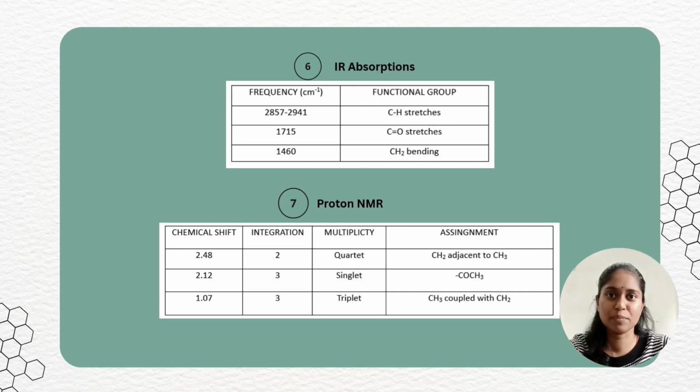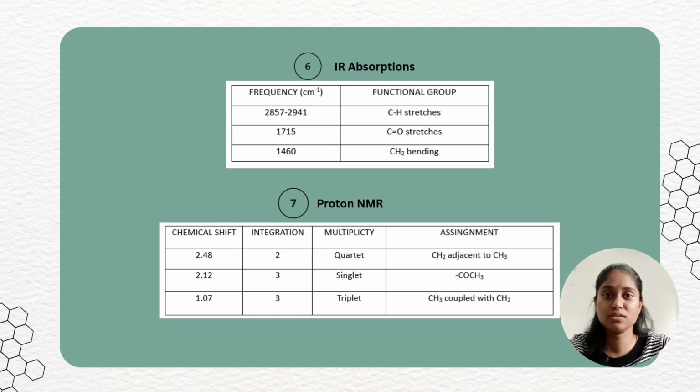Next, we analyze the proton NMR data. There are 3 signals. Firstly, 2.48 ppm, integration of 2, a quartet. This corresponds to a CH2 group adjacent to a CH3 group. Then 2.12 ppm, integration of 3, a singlet, which is assigned to the COCH3 group, meaning a methyl group next to a carbonyl. Lastly, 1.07 ppm, integration of 3, a triplet, which is assigned to a CH3 group coupled with CH2, indicating an ethyl group.